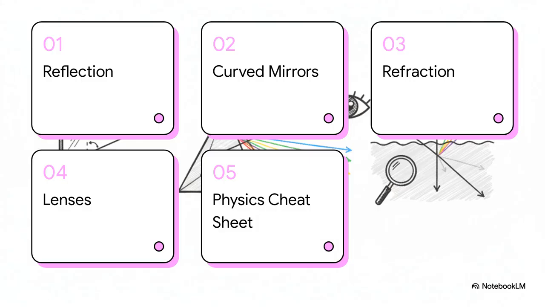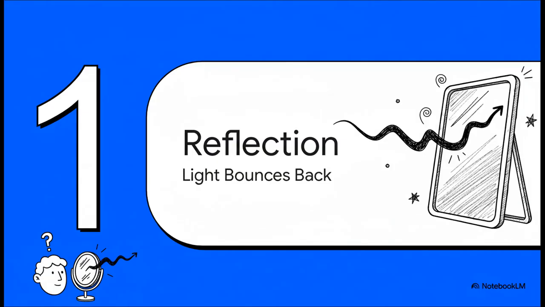So here's our game plan. First, we're going to tackle reflection. You know, the simple bounce that makes all mirrors work. Then, we'll see what happens when we start to curve those mirrors, which is where things get really cool. After that, we'll switch from bouncing to bending with refraction, and that's going to unlock the secrets of lenses. And finally, I'll give you a super simple cheat sheet to put it all together. Let's do this.